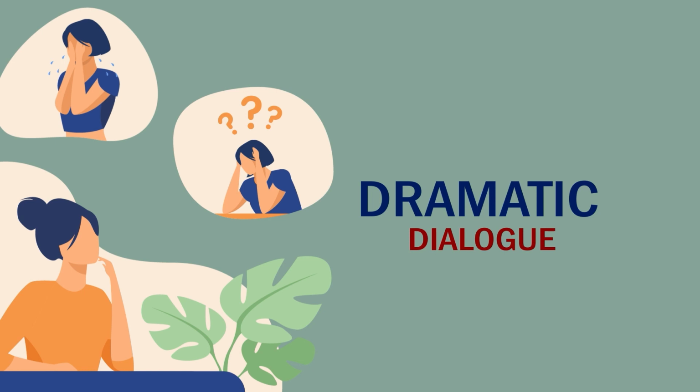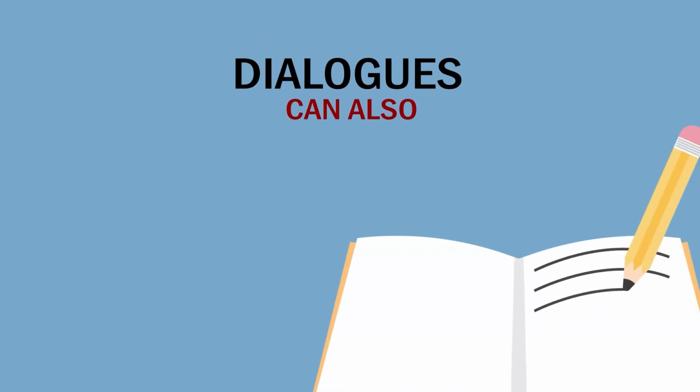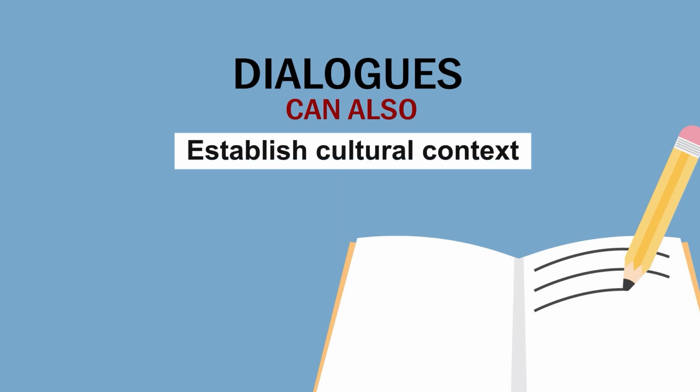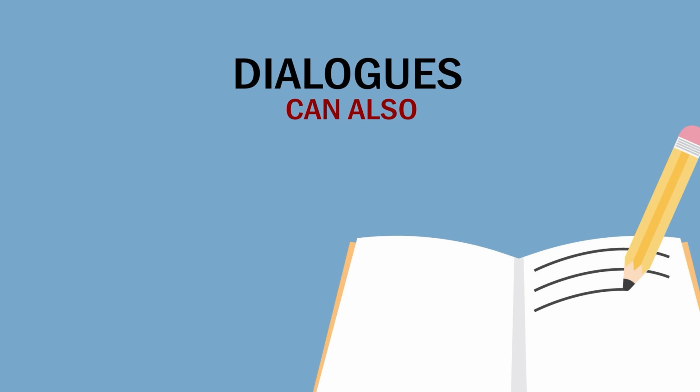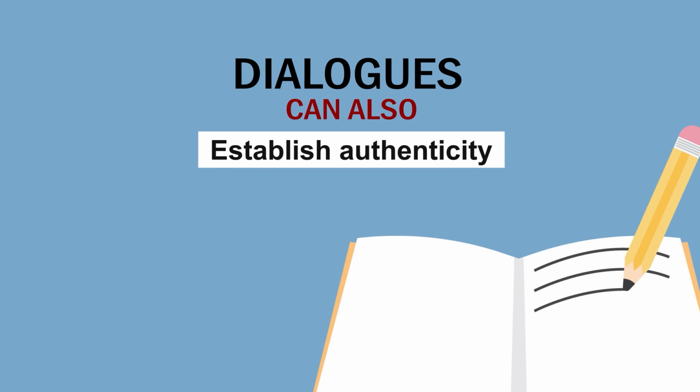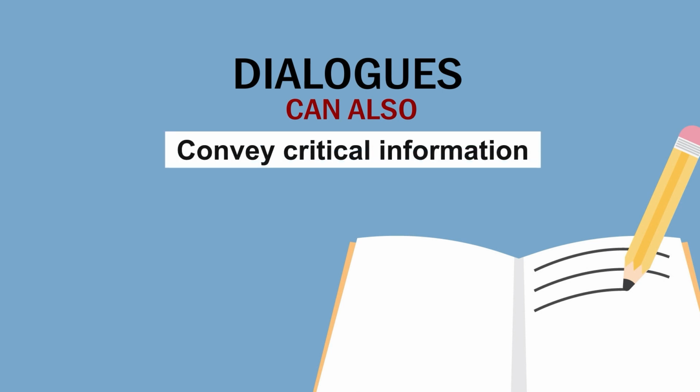Sometimes dialogues can also help in marking the development of a character. A character behaves differently or in an out-of-character manner, and that will indicate the change in the character. Dialogues can also help establish cultural context. The language of a character can indicate the culture that they belong to. Dialogues help establish authenticity. There is a sense of reality in that moment. They can convey critical information about the characters themselves or even about past information and events.